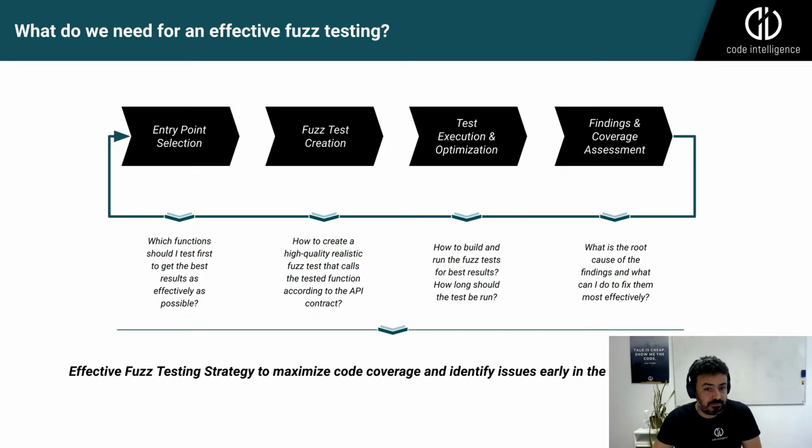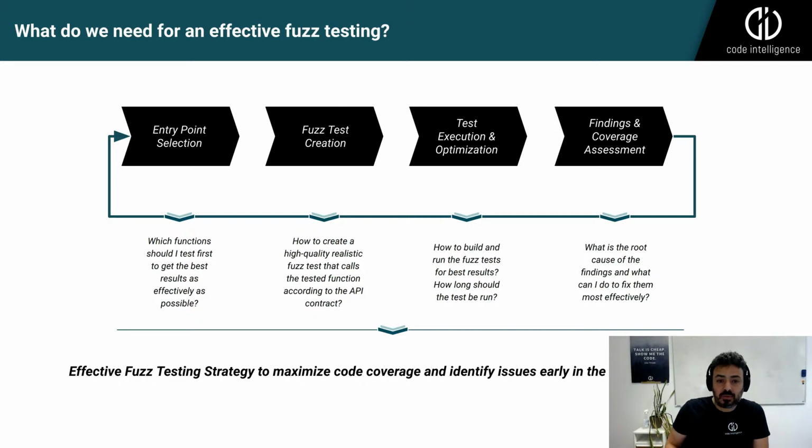So the question would be, okay, but where should I start? Should I write a fuzz test for each function, or should I write a fuzz test for a selected number of functions? Especially if you don't have very detailed domain knowledge, this can be challenging.